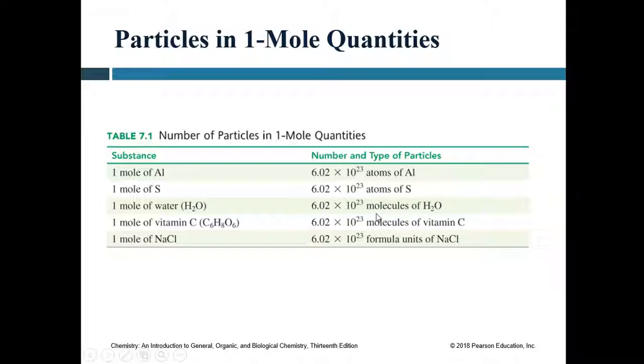The reason they're using molecules of water, not atoms of water, is because water is a molecule. So we're not going to use the word atoms; we'll use the word molecules. A mole of vitamin C, which is C6H8O6, is 6.02 times 10 to the 23rd molecules of vitamin C. And a mole of sodium chloride, which is an ionic compound, they call formula units, so 6.02 times 10 to the 23rd formula units of NaCl.